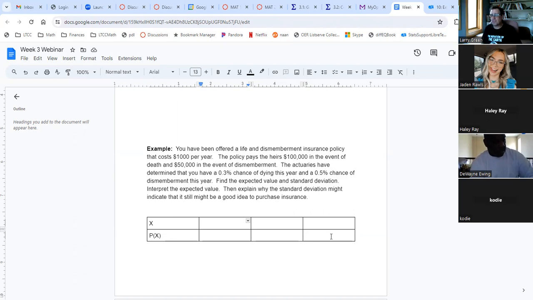What's one value of x that could happen? Put in the chat box. What's a possible value of x? Okay, 0.3, that's not a value of x. Good try, but that's not a value of x. 0.3 is not a value of x. You have ideas?